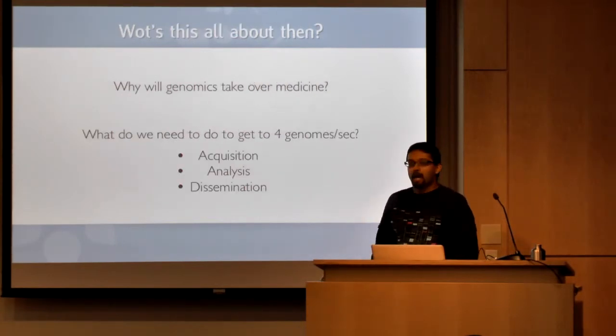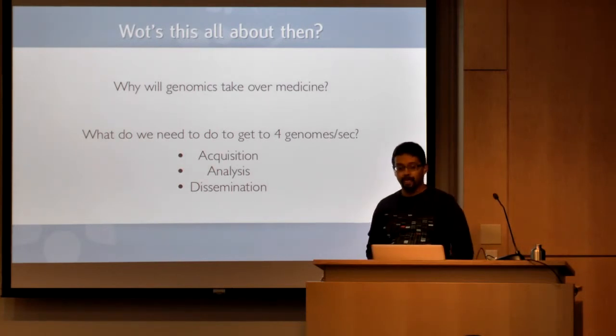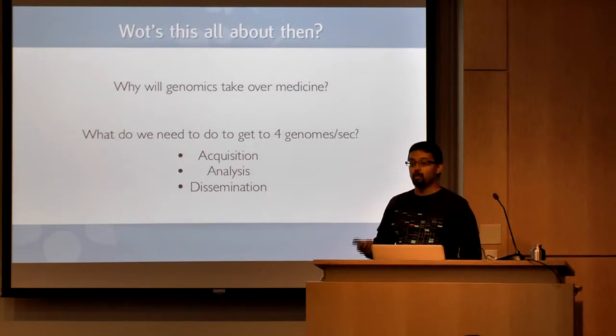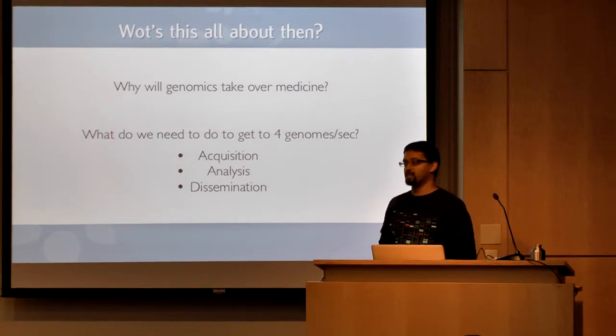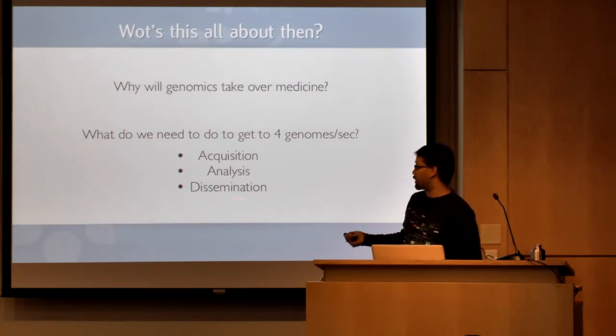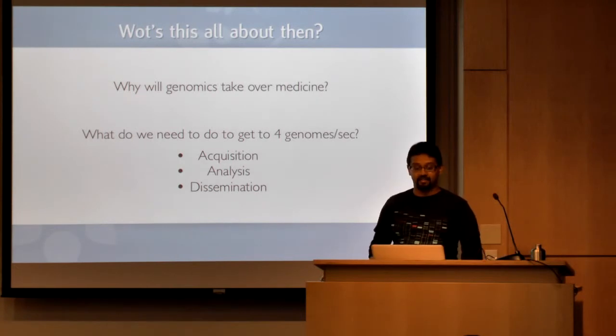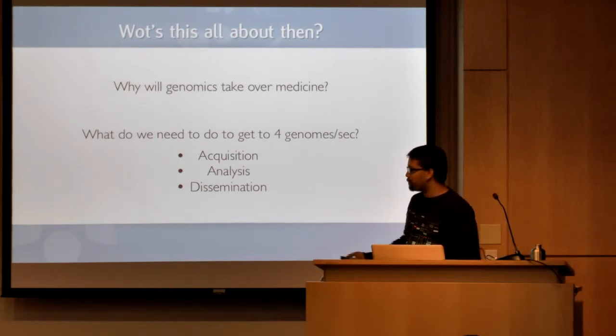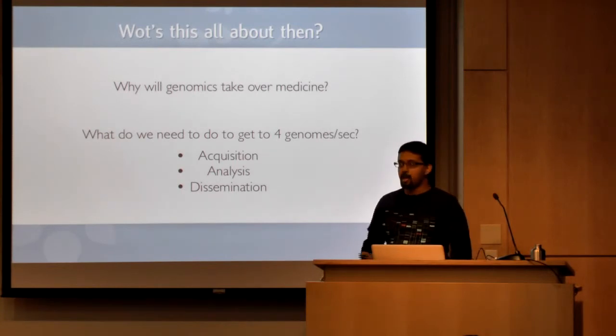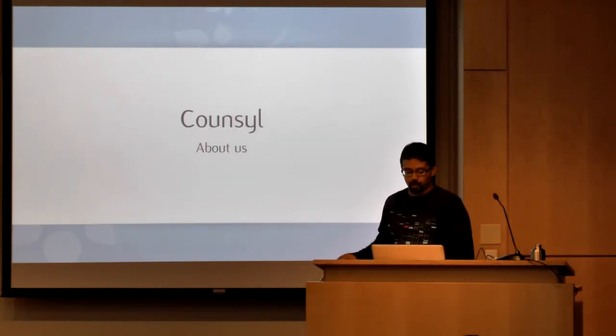So what's the point of this talk? I'm going to start out telling you my reasons why I think genomics is going to take over medicine, both in what we sort of traditionally think of genomics as well as other applications that are really going to revolutionize what we do. Next, I'm going to talk about what we, and when I say we, I mean computer scientists, need to do in order to get us up to this 4 genome per second rate and actually be able not only to acquire the data, interpret it, but also translate it into the clinic and make it usable. And so I'll structure that around 3 points. How we acquire the data, how we analyze it, and how we get it out there. But before we get to all that, maybe I should explain a little bit about who I am, where I'm coming from, and why I'm even talking about all this.